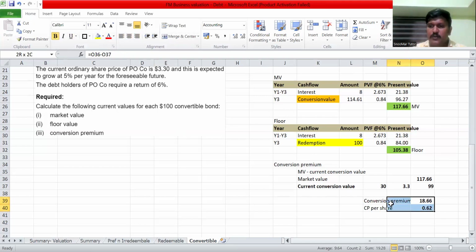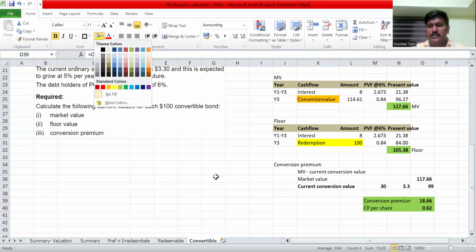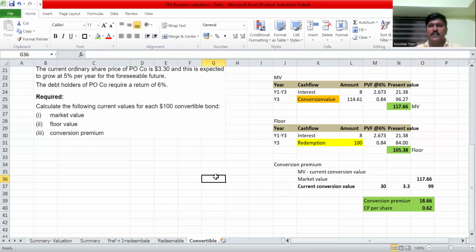So these two things would be asked in the exam over here. These are the calculations we are looking at. You can go through this calculation again and again. If you have any doubt, you can just come back to me.